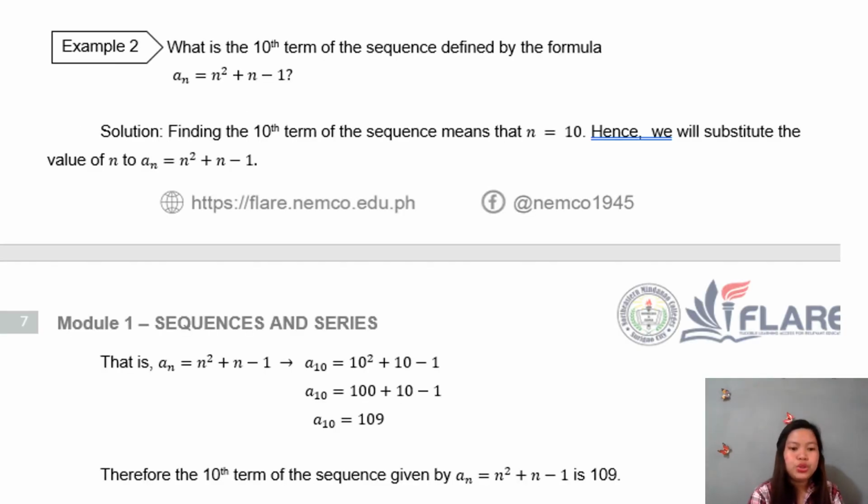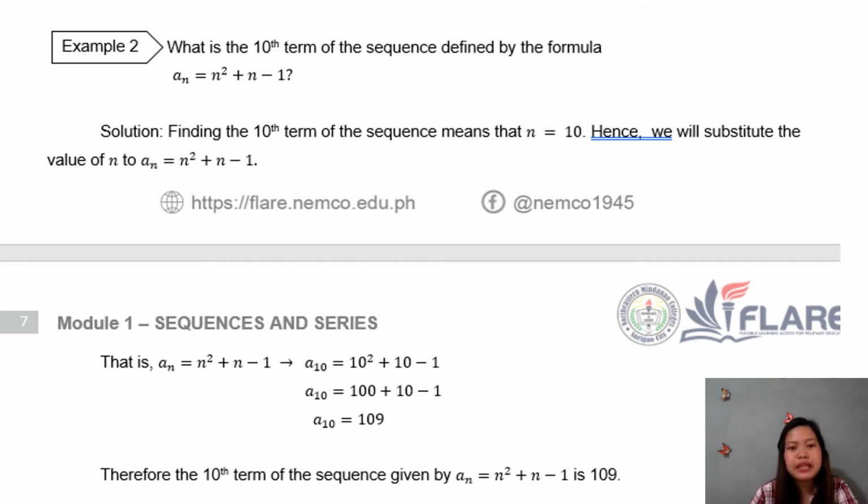Now, let's go to our second example, which is this one. What is the 10th term of the sequence defined by the formula a sub n equals n squared plus n minus 1? So, we are actually looking for the 10th term. And since we are finding for the 10th term, that means that n is equal to 10. Again, since nangita man ta sa 10th term, ika-10th term, so ang pasabot isang n nato is equal to 10. Hence, we will substitute the value of n to a sub n equals n squared plus n minus 1.